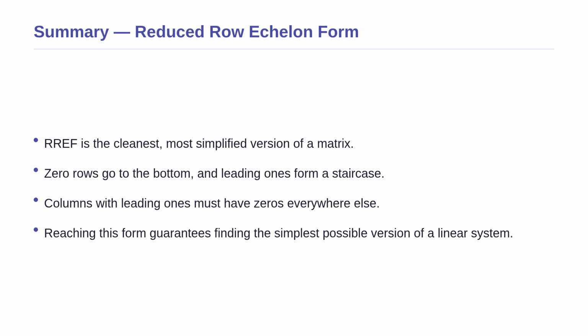First, reduced row echelon form is the cleanest, most simplified version of a matrix. Second, remember the strict rules. All zero rows must be at the bottom, leading ones must form a downward staircase, and there must be zeros everywhere else in the columns containing those leading ones. Finally, reaching this form guarantees you have found the simplest possible version of your linear system.